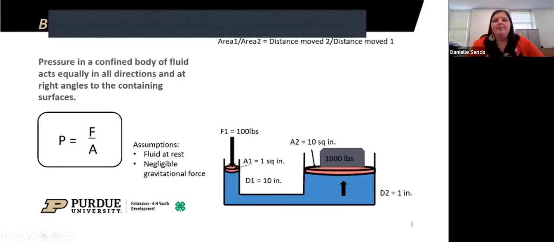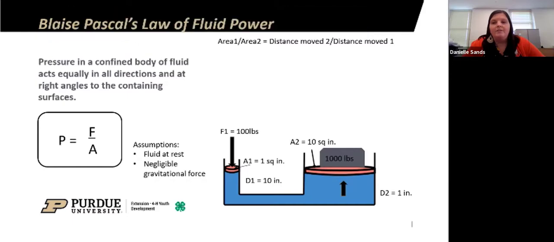So the first one, area one divided by area two, which is also equal to the distance moved two over distance moved one. So in this example that I have drawn, area one is the square footage of the cylinder on the left, and area two is the square footage of the cylinder on the right, and square footage is important in this example. And then distance moved D2 is 1 inch on the right. You can see it. This is the height of the cylinder, and D1 is 10 inches, the height of the cylinder on the left. Now, it's not drawn to scale, but the example is there for you to see.